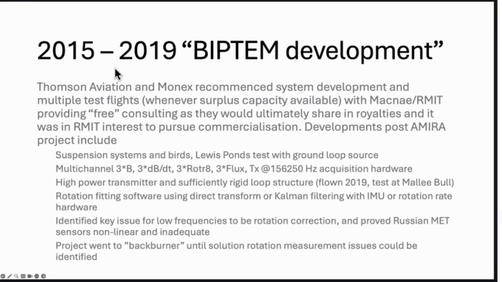Between 2015 and 2019, BiPTEM was developed. Thomson Aviation and Monex recommenced system development. They did new suspension systems in birds, had tests with a ground loop source, and built multi-channel systems with acquisition hardware and a high power transmitter, 1 million amp meter squared. They worked on rotation fitting software. We proved that Russian rotation sensors were nonlinear and useless, and the project went on the back burner.